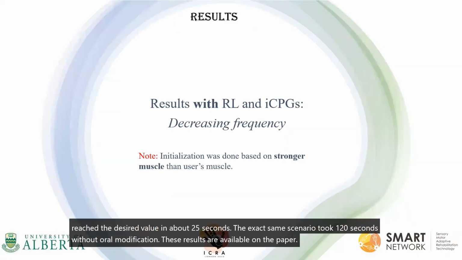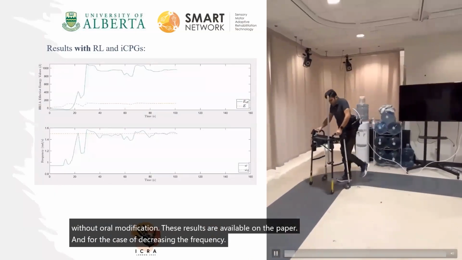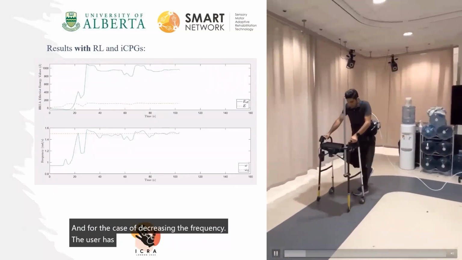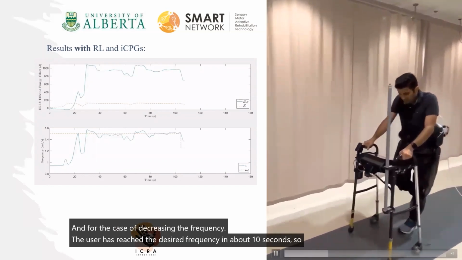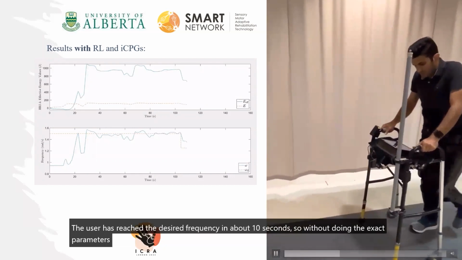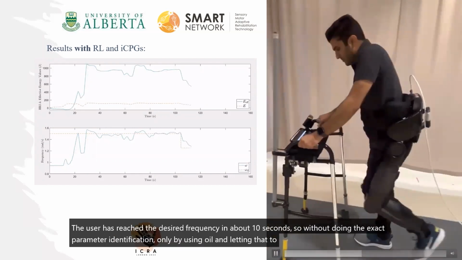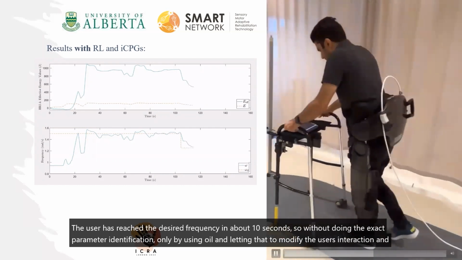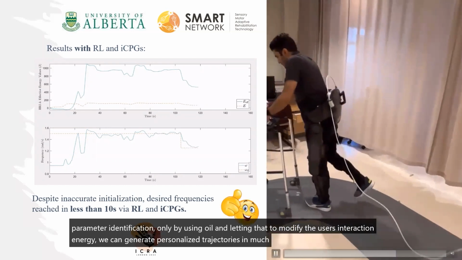And for the case of decreasing the frequency, the user reached the desired frequency in about 10 seconds. So without doing exact parameter identification, only by using RL and letting it modify the user's interaction energy, we can generate personalized trajectories in a much faster way.